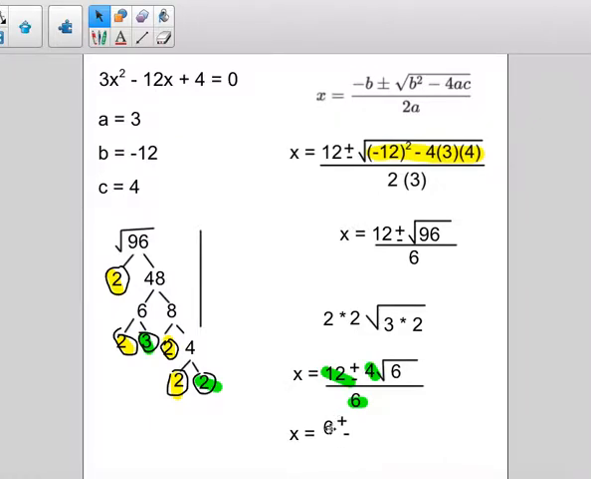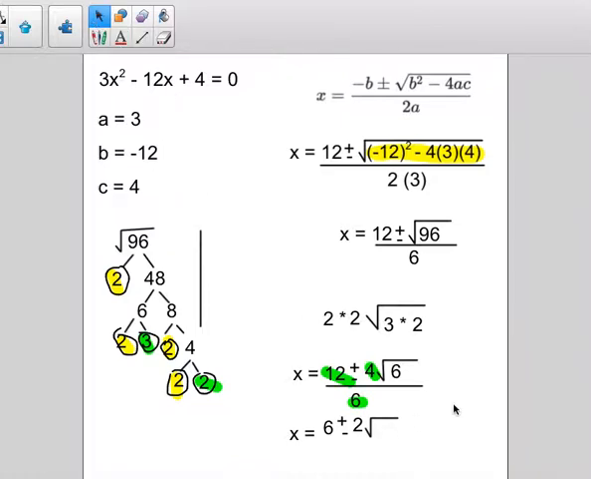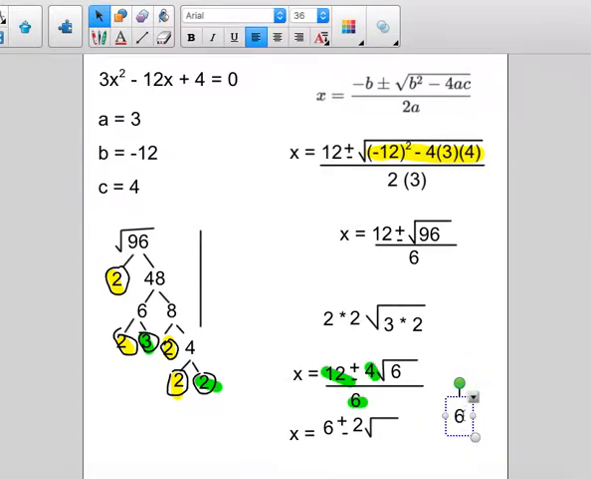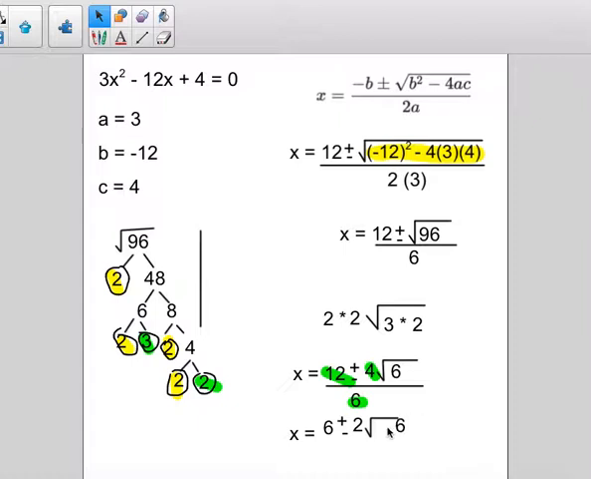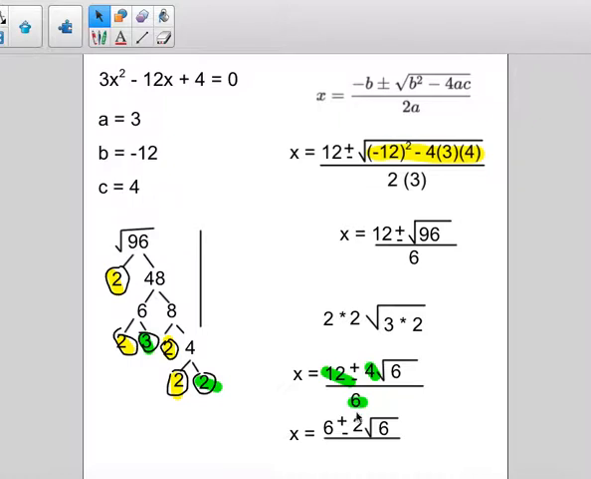6 plus or minus 2 radical 6, and you'll notice that that 6 inside the radical is not being divided by 2. We can't do that. Order of operations, that has to be under the radical before we can do anything else to it. All over 6 divided by 2 is 3.